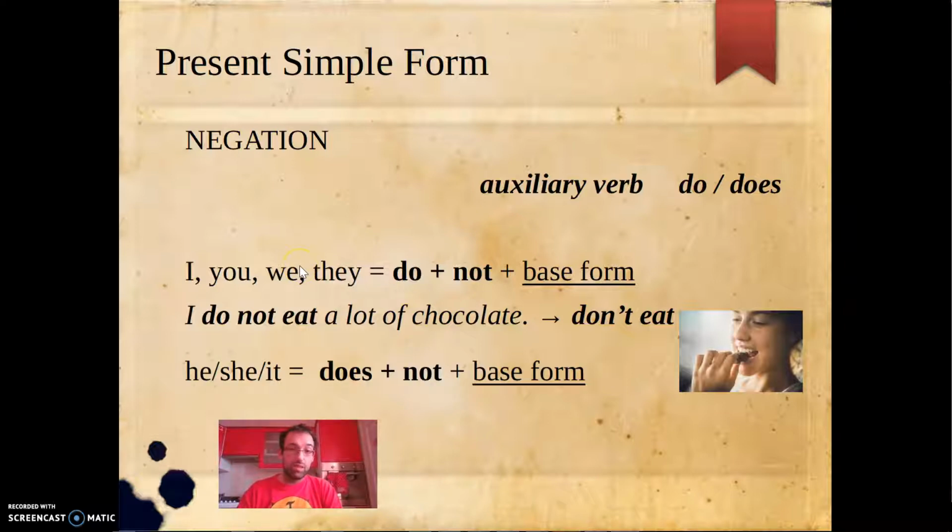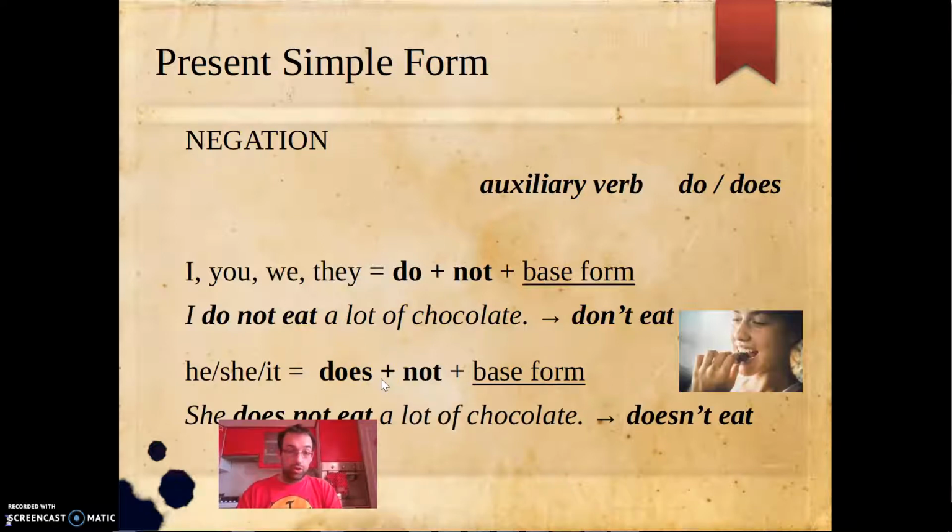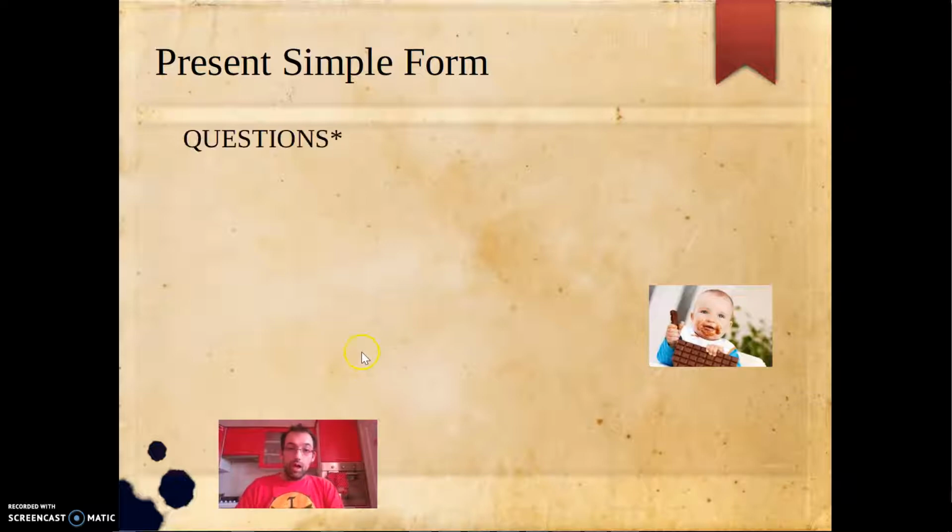And for he, she, and it, we add does, and then not, and then the base form. Notice this doesn't have an s. The s is here, so it won't repeat twice. She does not eat a lot of chocolate. She doesn't eat a lot of chocolate. Just a little bit.